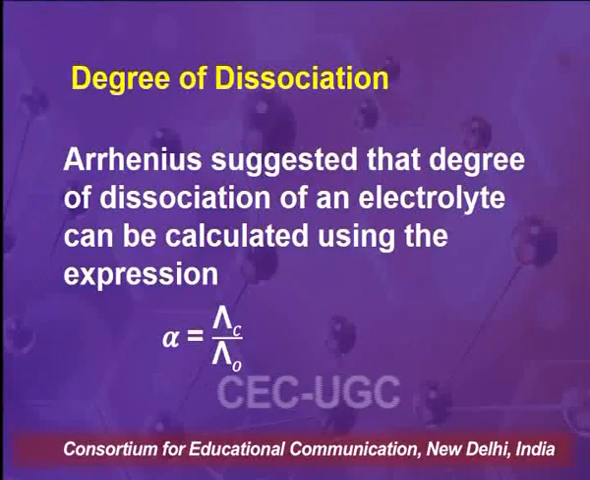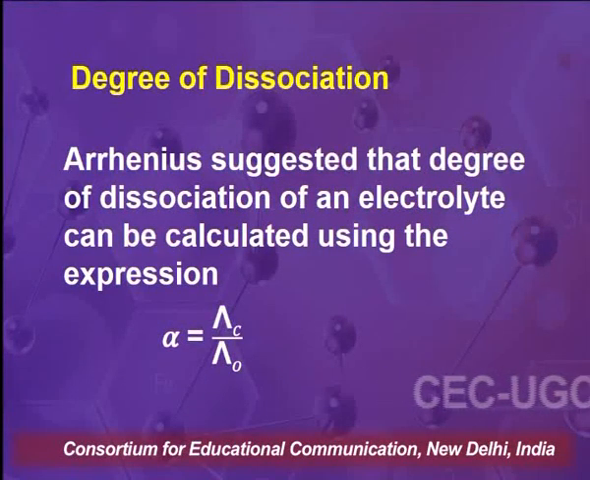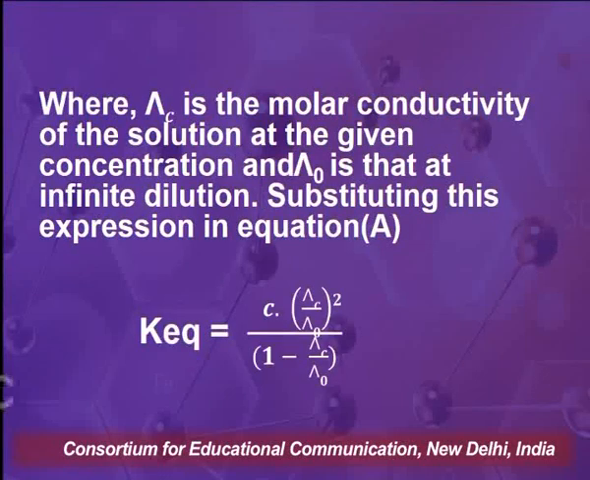Degree of dissociation alpha is equal to lambda C by lambda naught. It can be calculated using this expression, where lambda C is the molar conductivity of the solution at the given concentration and lambda naught is that at infinite dilution. Substituting this expression in the equation number A, K equilibrium can be written as C into lambda C by lambda naught whole square divided by 1 minus lambda C by lambda naught.